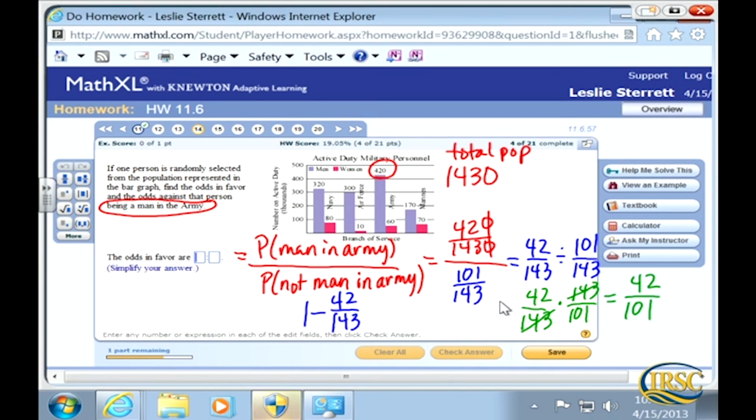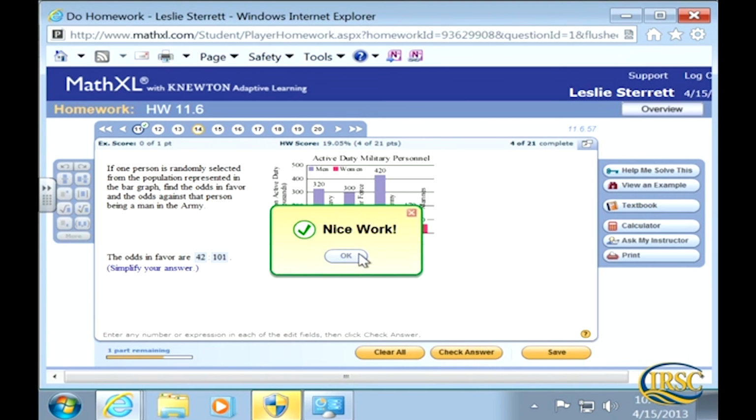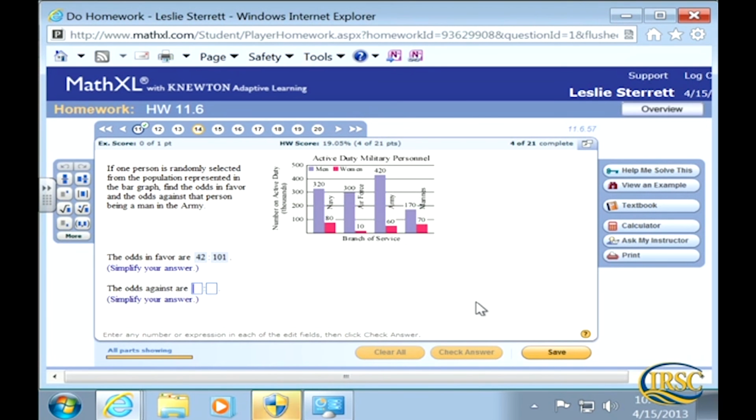Okay, so notice this time instead of the word "to," they have the colon. So they want you to put the numerator in the first box, colon, the denominator in the second box. Typing in 42 was our numerator, right? And then 101. Whoops, 101. Nice work. Okay, so now the odds against. Good, reverse the numbers. So 101 to 42.